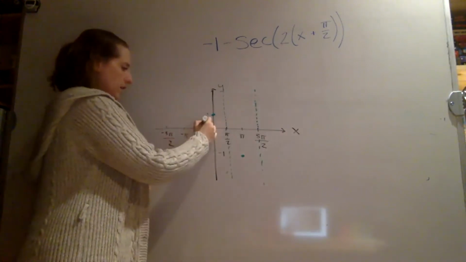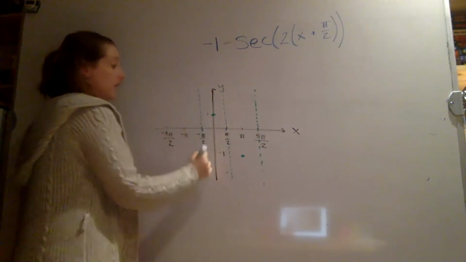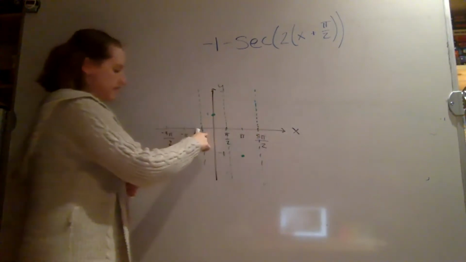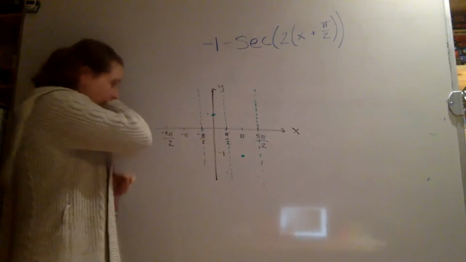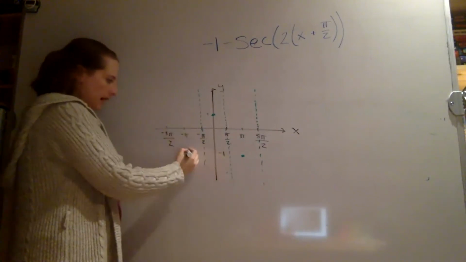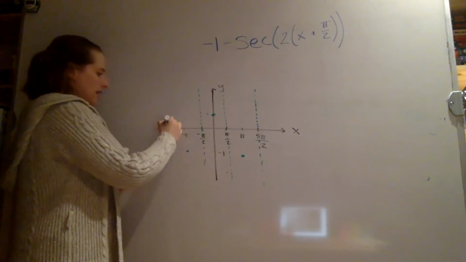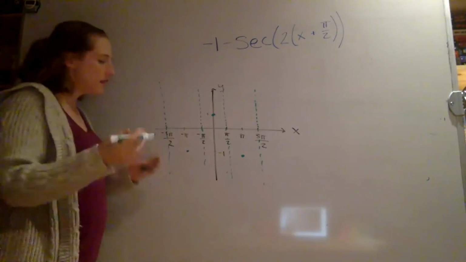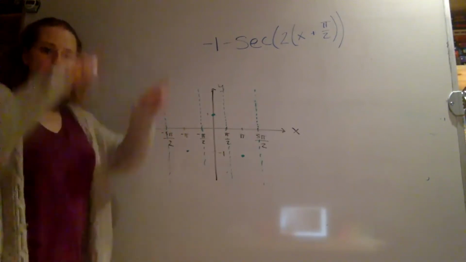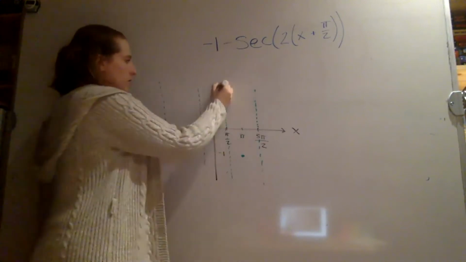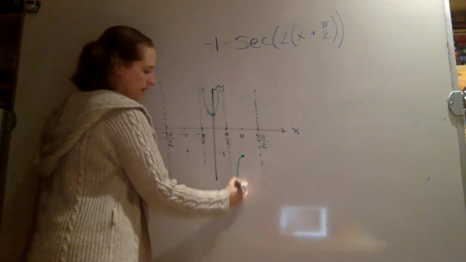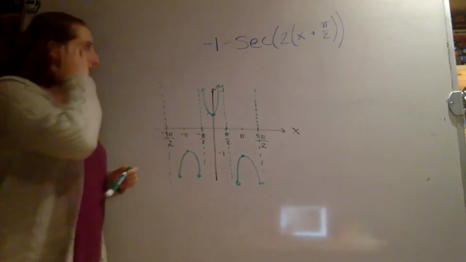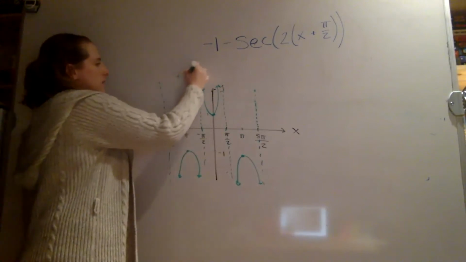Sorry, cosine's not undefined, cosine is 0 at 3 pi over 2, meaning secant is undefined. Cosine is 0 at negative pi over 2, meaning, excuse me, secant is undefined. At negative pi, cosine is again negative 1, and at negative 3 pi over 2, cosine is 0, meaning secant is undefined. Okay. The other thing to remember is secants and cosecants are these U curves. So I'm going to have little U curves up here and down here, and then that pattern is going to repeat. Okay. So this is our basic secant shape.